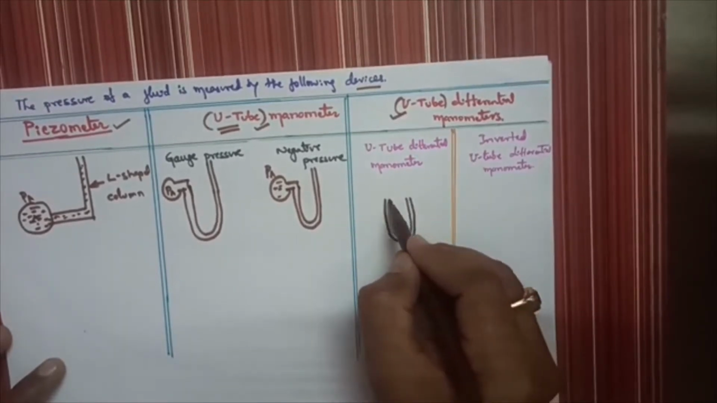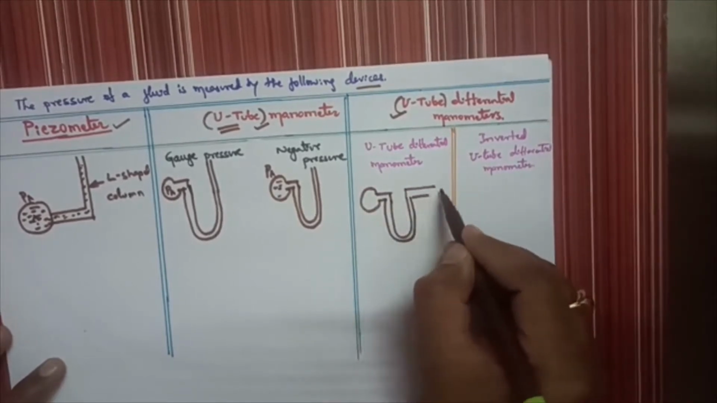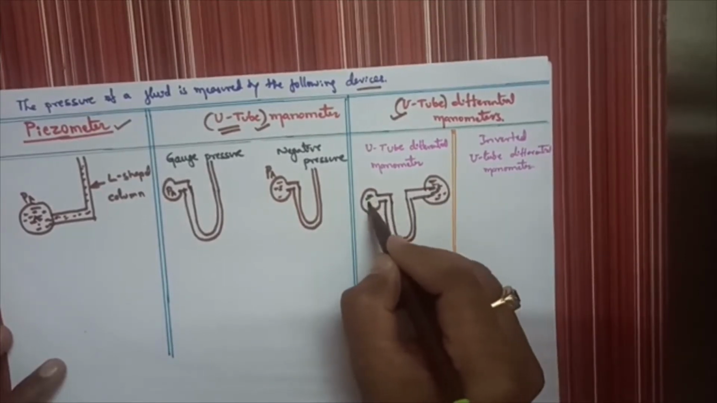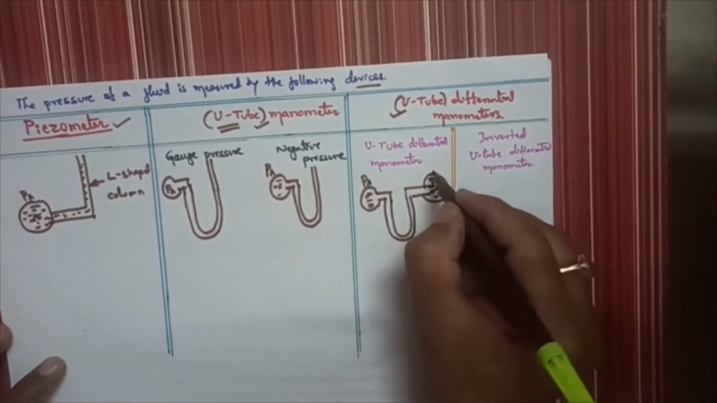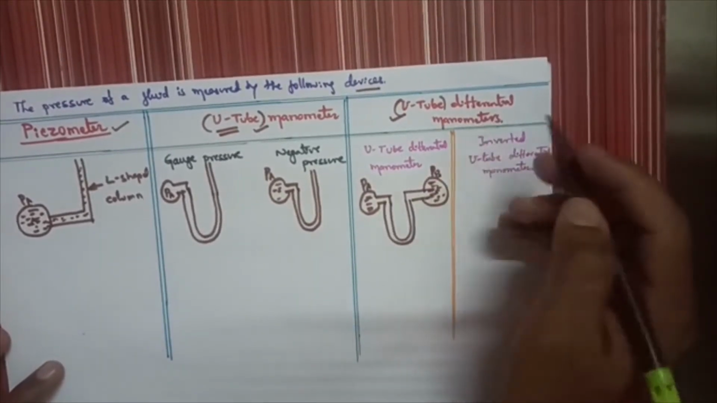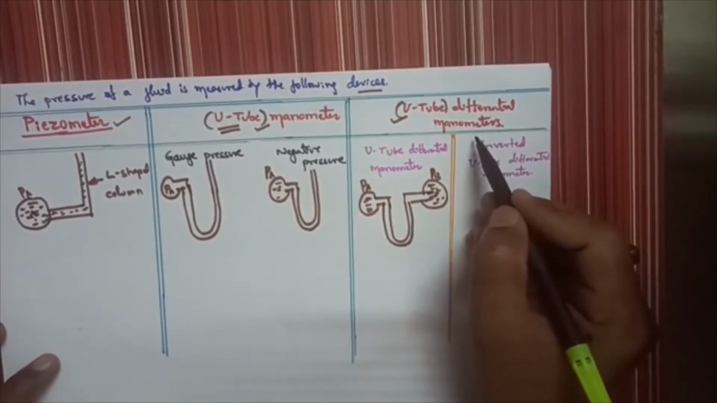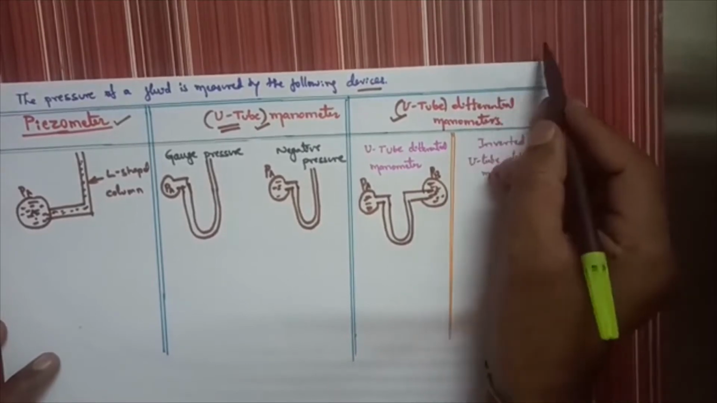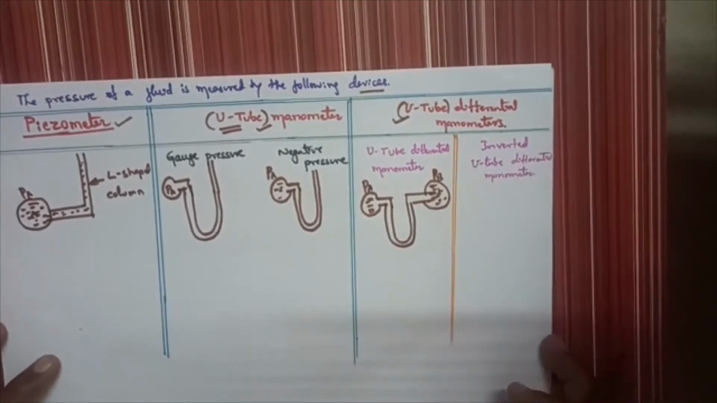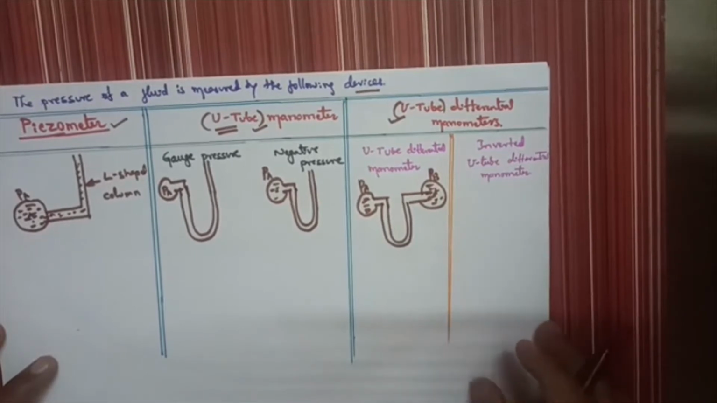But here both ends are connected to pipes because we are going to measure the pressure difference between two pipes or two liquids. Here is pressure A and here is pressure B, because as the name indicates, it is a U-tube differential manometer. If you need to understand how the U-tube differential manometer works and the expression for pressure difference, you can click on this link. A video is already uploaded on my YouTube channel, so you can watch it and understand how the U-tube differential manometer works.